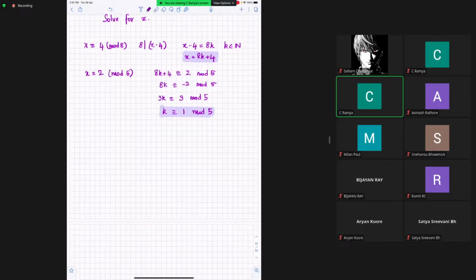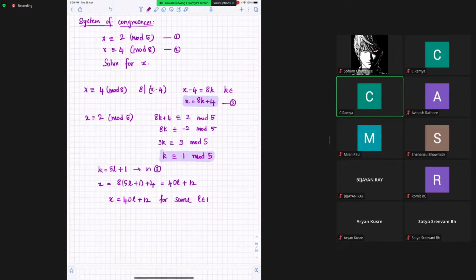This means that my k should be equal to 5L plus 1 for some L. Let's substitute this in equation 3. You get that x is equal to 8 times (5L plus 1) plus 4, which is 40L plus 12. So the solutions are x equal to 40L plus 12 for some L in the integers. Even this should have been integers; we have been talking about integers.